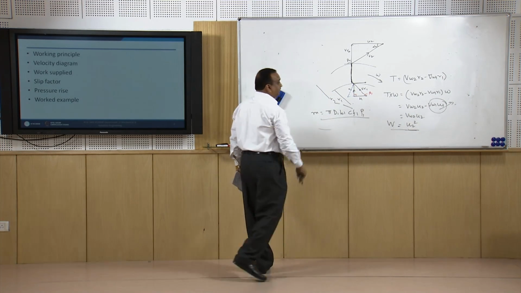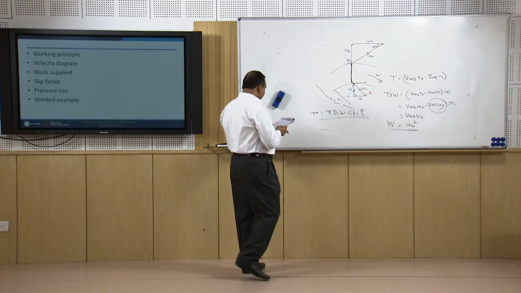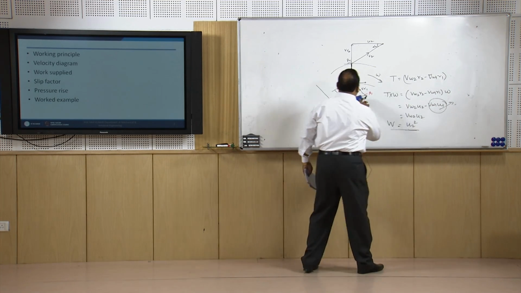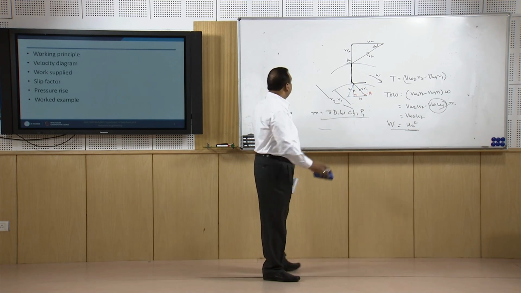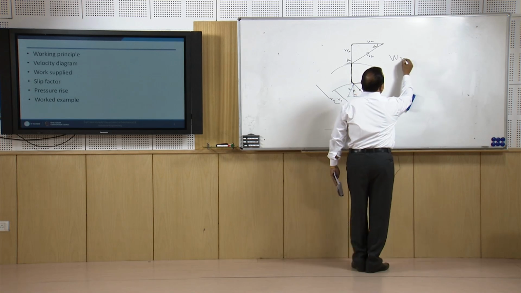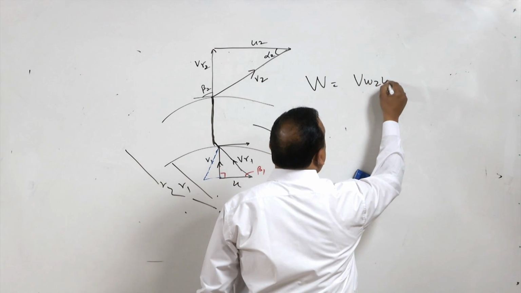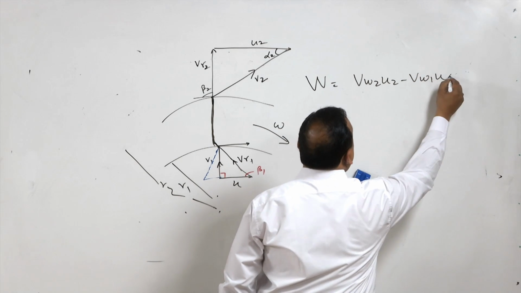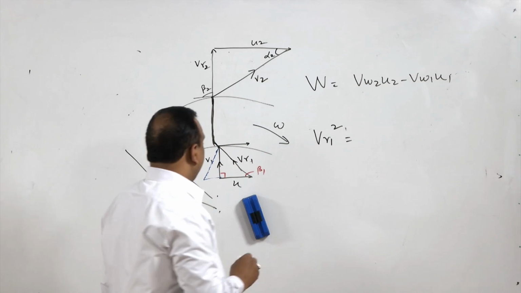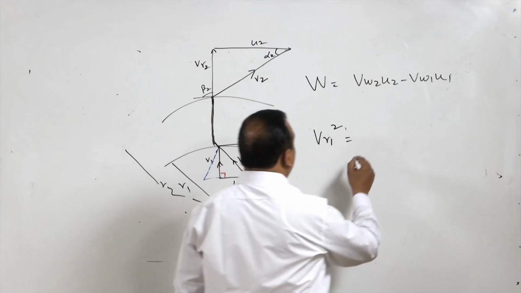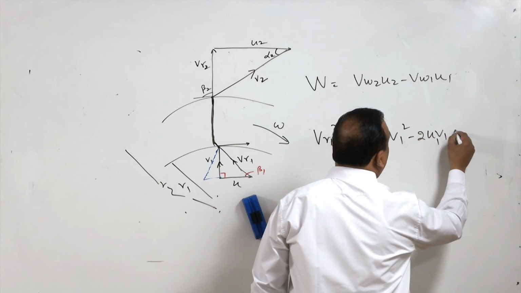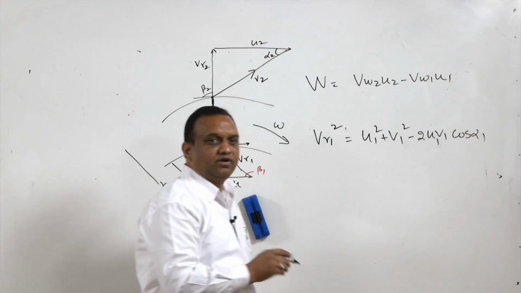This is the expression for mass flow rate in a centrifugal compressor. Now if we take this generalized equation and we consider these velocity diagrams, work is VW2 U2 minus VW1 U1. Now VR1 square is equal to U1 square plus V1 square minus 2 U1 V1 cos alpha 1, that we have already done.